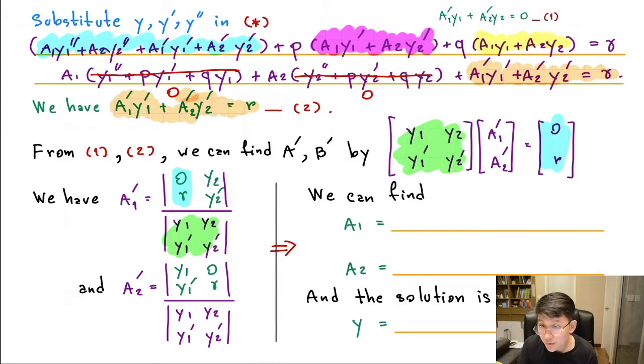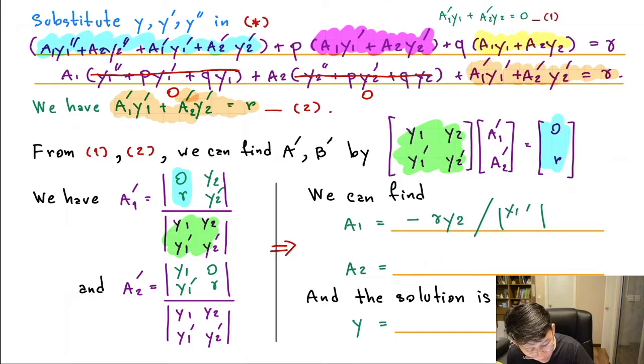a1 is going to be minus, I don't know, minus y2, divided by this determinant y1 y2 y1 prime y2 prime. I'm not going to expand it, we can do that, but I really don't want to. I'm just going to leave it like that.